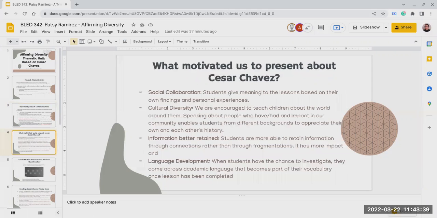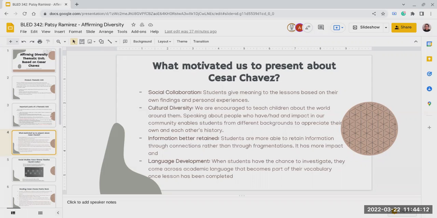Our thematic unit would be around Cesar Chavez. The reason why we decided to present Cesar Chavez is because we noticed in our practicum that not a lot of students know who Cesar Chavez is and what he did. When we asked the students, it came as a surprise that not many of them knew who he was, despite going to the school named after him. So we decided that we should at least give the students an insight of who he was and what he did.